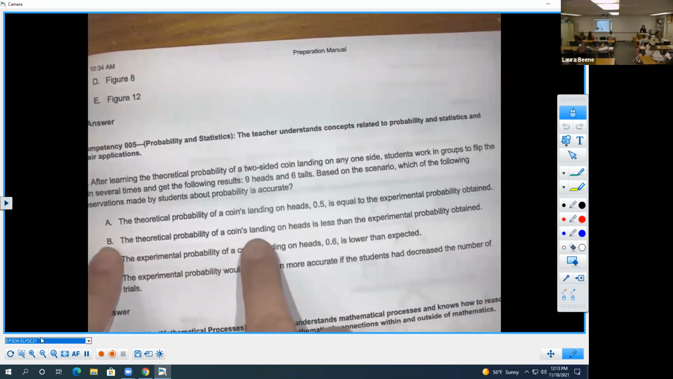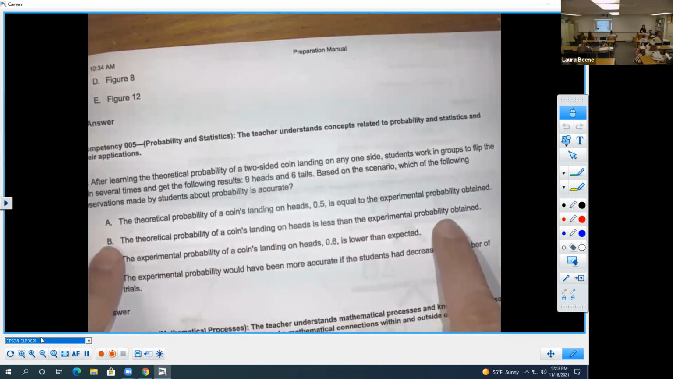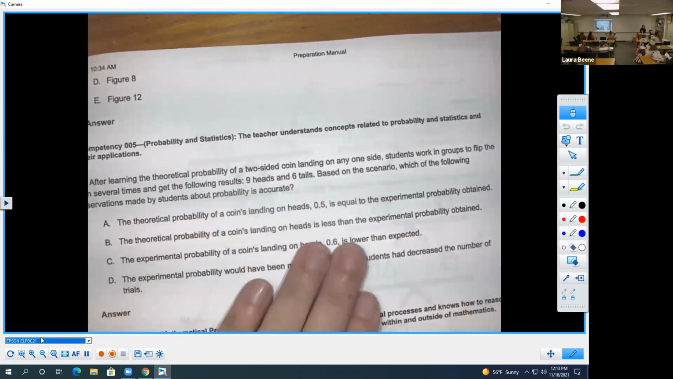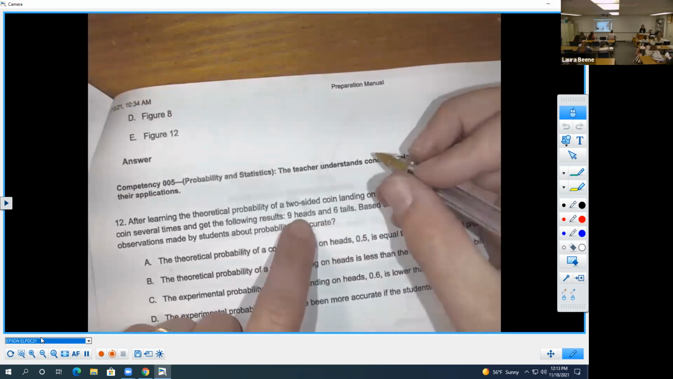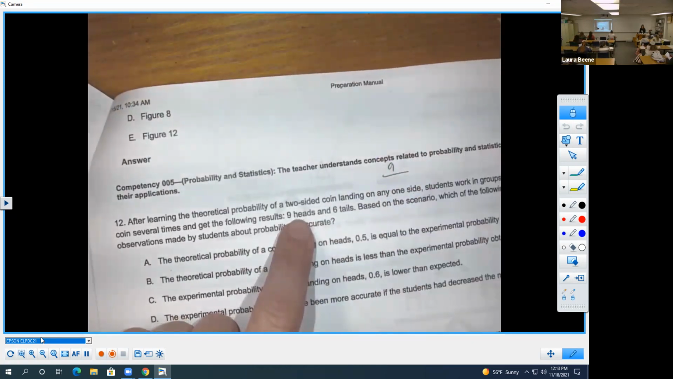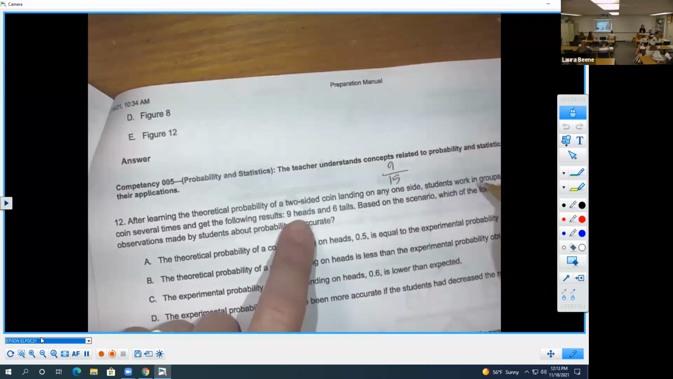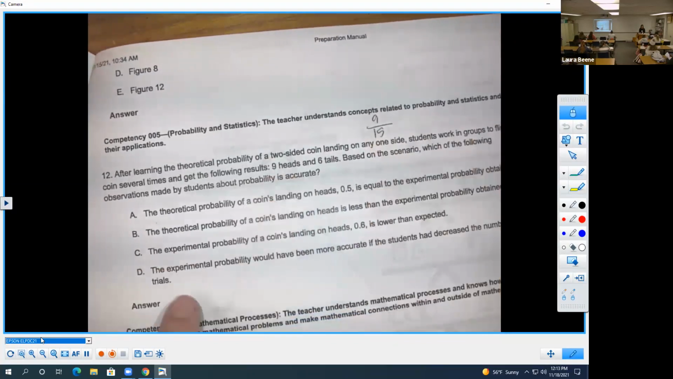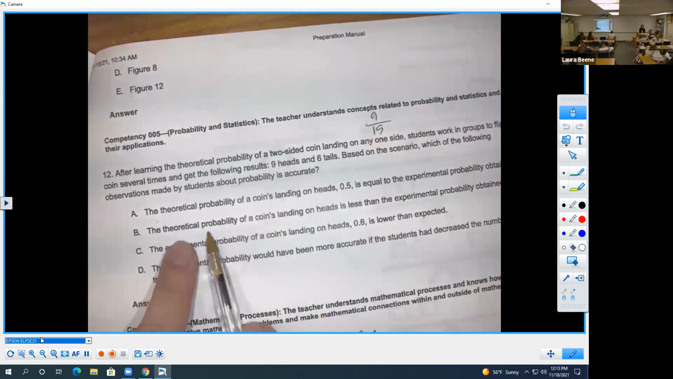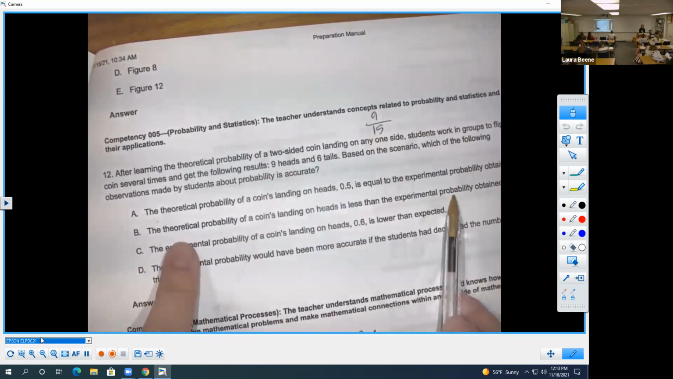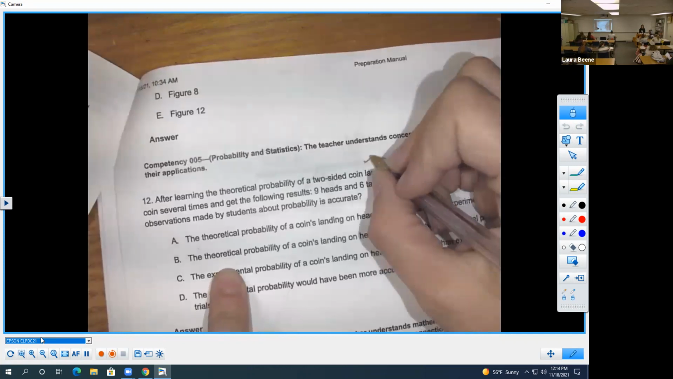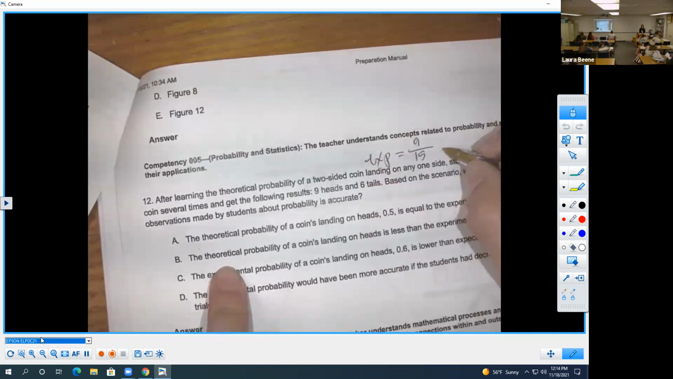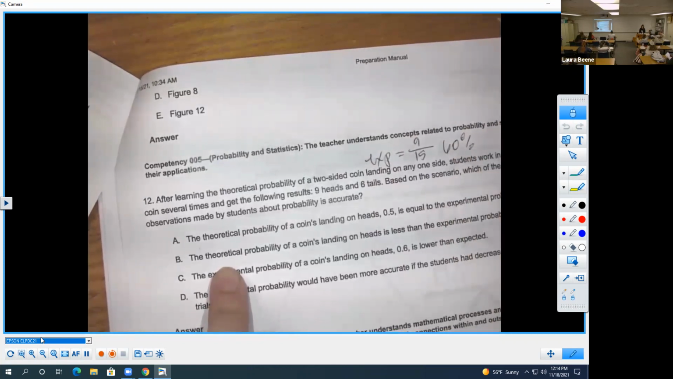Theoretical probability of landing on heads is less than the experimental probability. What is their experimental probability of landing on heads? 9 heads out of, so 9 out of 6? No, 9 out of 15 total tosses. Whatever that is, it's bigger than 50%. What's 9 divided by 15? 3/5, that'd be 60%. Okay, so that's experimental.